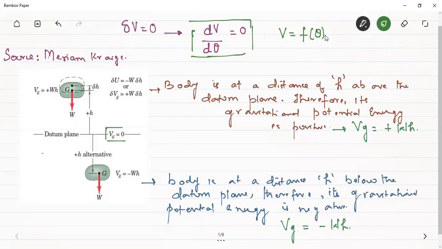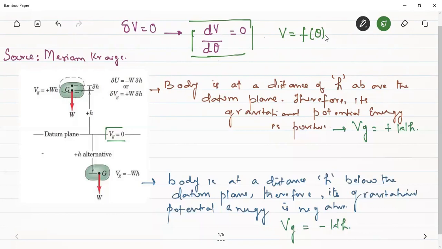Once we establish the potential energy of a system as a function of an independent coordinate, this independent coordinate is sometimes represented in terms of x, sometimes y, sometimes q, and sometimes theta. That I had discussed in the previous lecture. Therefore, our main goal is to establish the potential energy of a system as a function of that independent variable. Later on, we can differentiate that potential energy function with respect to that independent coordinate, and once we equate it to zero, we will get the condition of equilibrium.